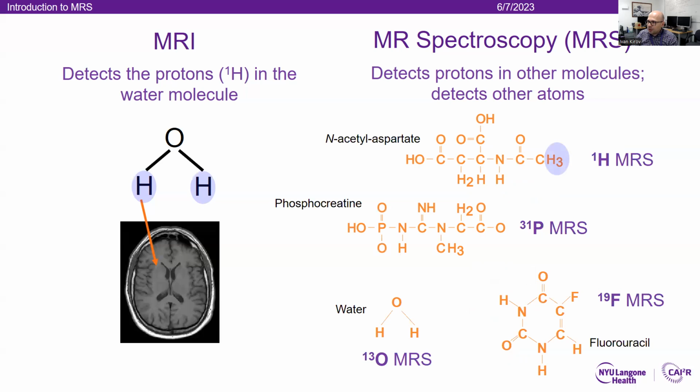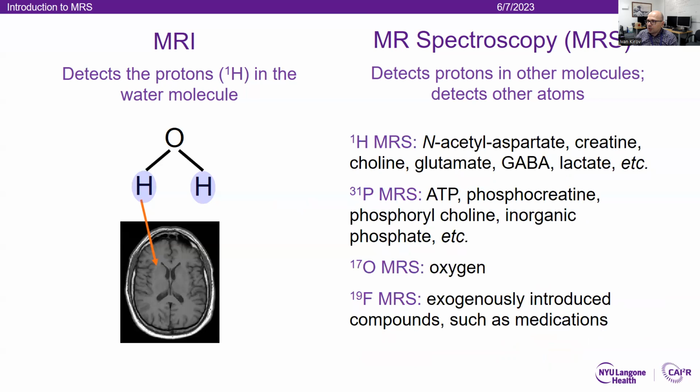Phosphorus MRS can detect a variety of phosphorus-containing compounds, for example, phosphocreatine. We can look at water also by detecting its oxygen using oxygen MRS. There is also fluorine MRS, but there is no fluorine in the body that we can detect with MRI. So fluorine MRS is usually used to track delivery of drugs because many drugs do have fluorine. So the different types of MRS allow us to detect different molecules other than water in the brain. And all these molecules have very important information.